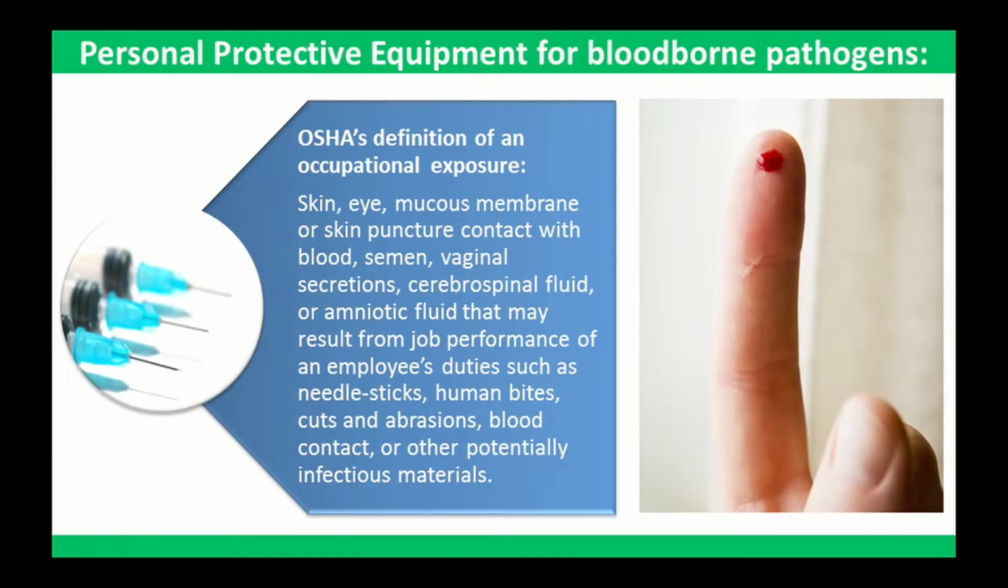PPE must be readily accessible to workers and available in appropriate sizes. OSHA's definition of an occupational exposure: a reasonably anticipated skin, eye, mucous membrane, or skin puncture contact with blood, semen, vaginal secretions, cerebrospinal fluid, or amniotic fluid that may result from job performance of an employee's duties, such as needle sticks, human bites, cuts, and abrasions, blood contact, or other potentially infectious materials.